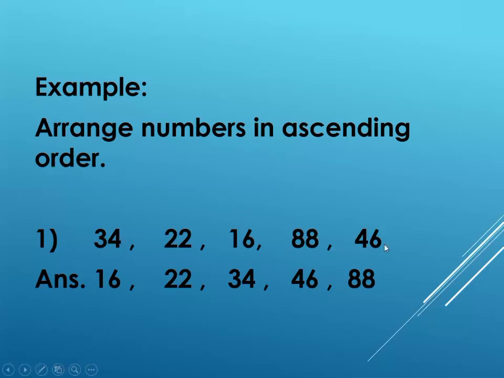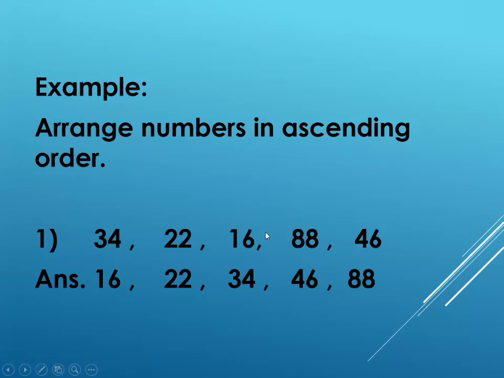So which one is smallest in all of these numbers? In all of these numbers, 16 is the smallest. So first we write 16 here because in ascending order, we start with the smaller number. So we write 16 here.